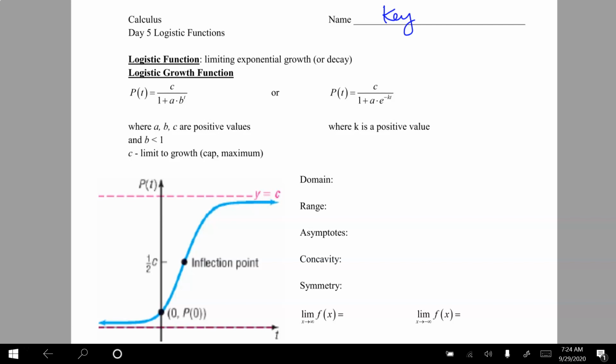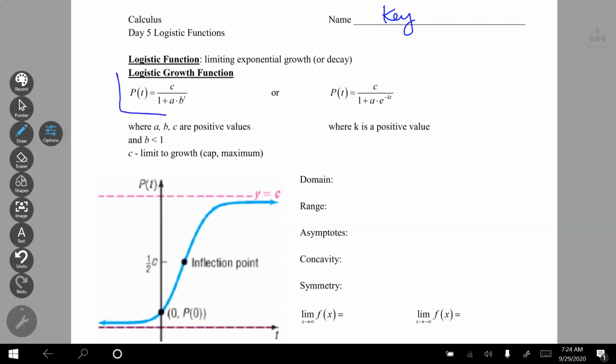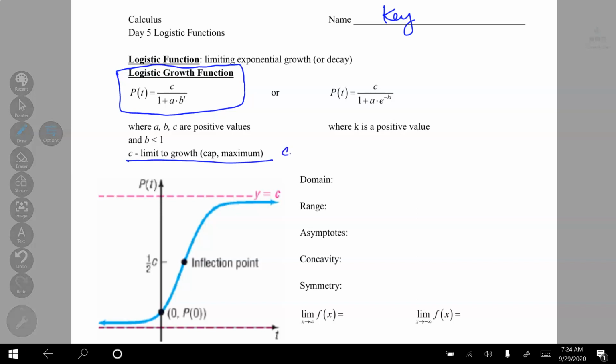So the main one we're going to deal with in this unit is called logistic growth. And this is the way I usually write it. You're going to have 3 parameters, A, B, and C. C is the carrying capacity, which you probably have heard in biology before. It's the maximum population that can be affected, or the maximum growth we can gain.